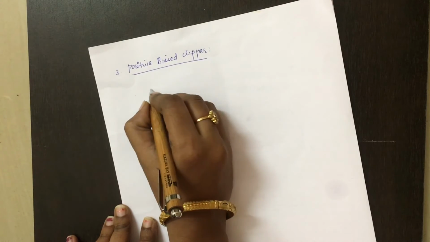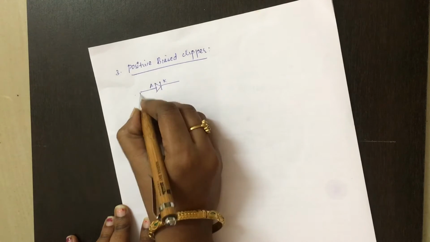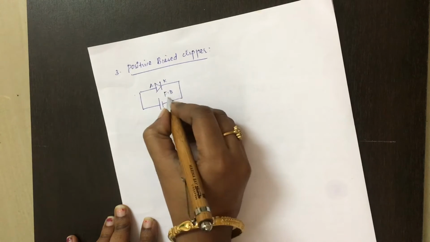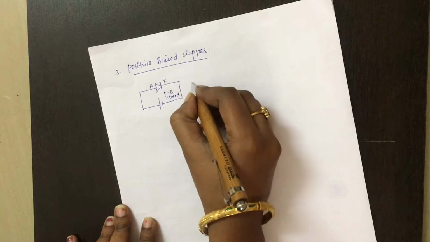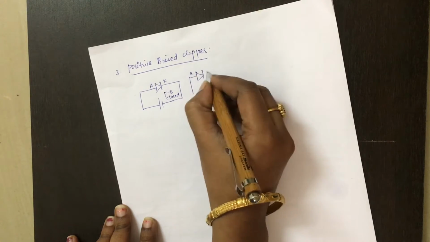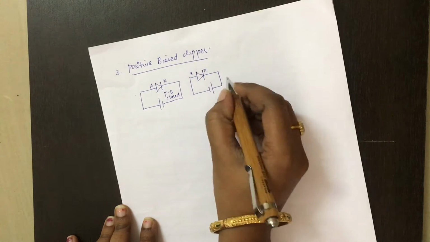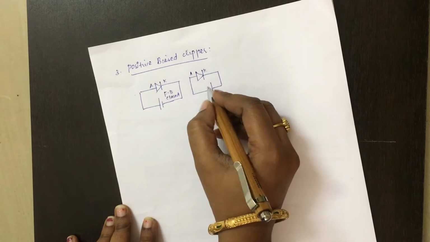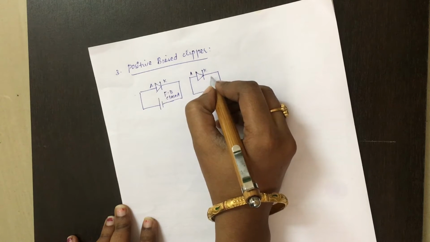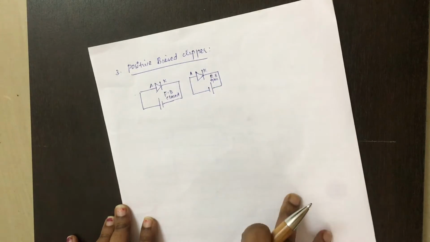Here also we shall remember this: anode, cathode. If the anode is more positive than the cathode, then this is forward bias and a closed switch. If the cathode is more positive than the anode, or if the cathode is connected to negative and the anode is connected to positive, then this is reverse bias and the diode is an open switch.